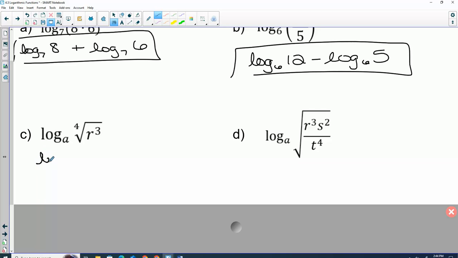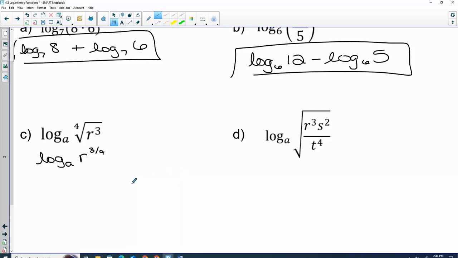First, let's rewrite this. Log base A of the fourth root of r cubed. I could write that as r to what power? Okay, I don't have things being multiplied or divided, so I can't break it apart there. What can I do? So this is 3/4 log base A of r.